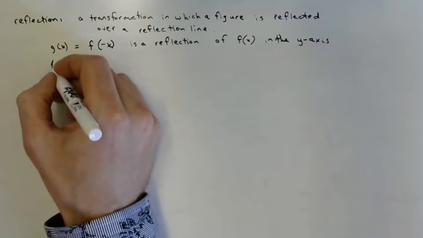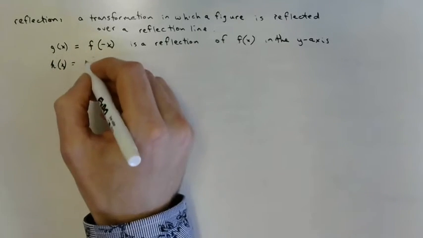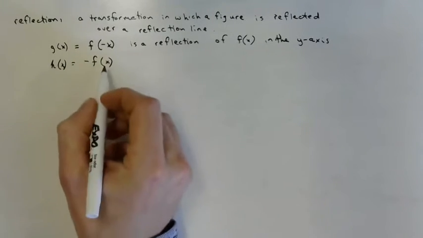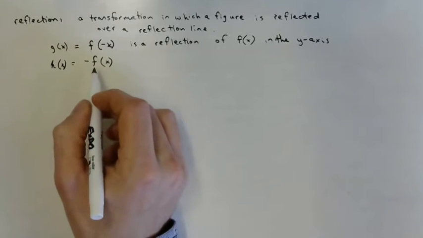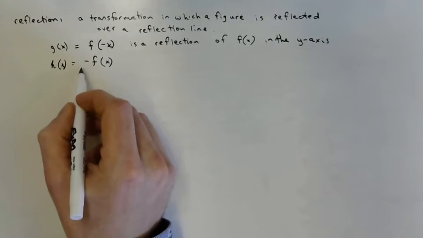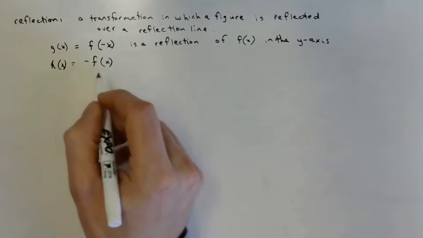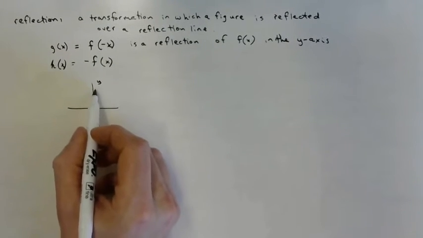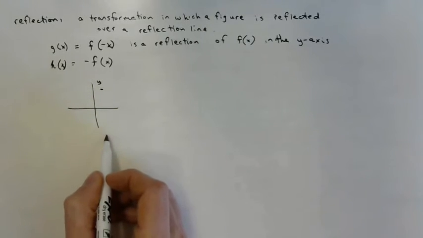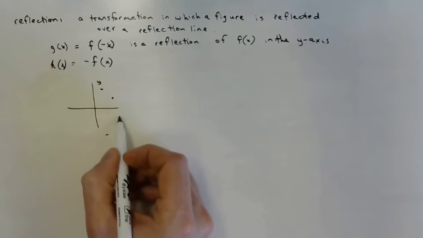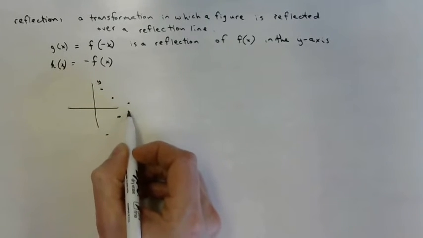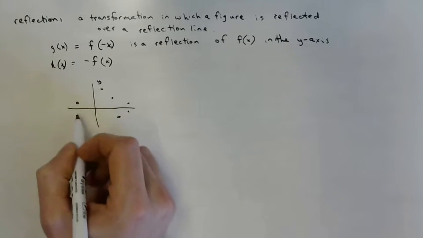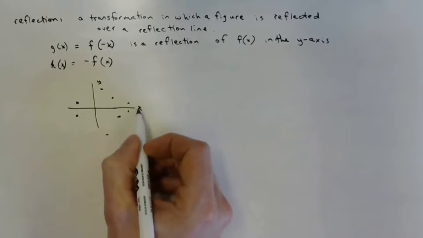Let's do another one. Let's consider h of x. Let's say we take f of x and we change the sign of all of the values that come out of the function. If they were positive, we're now going to make them negative. If they were negative, we're now going to make them positive. If something comes out here, we're going to make it negative. Negative and negative is a positive. Which line have I reflected over?